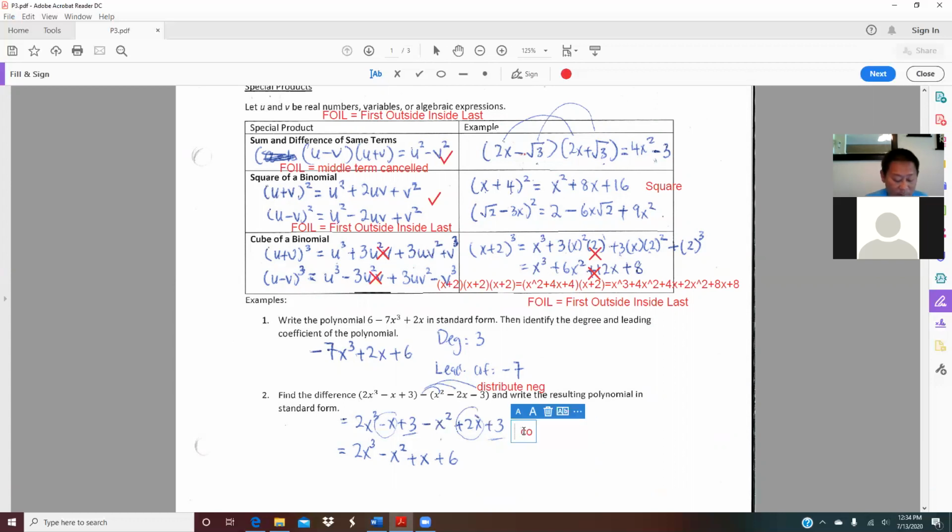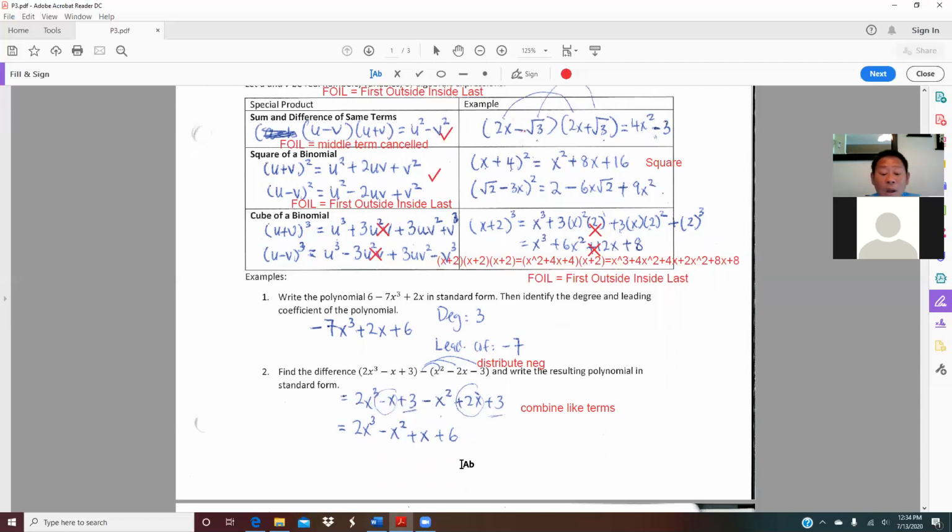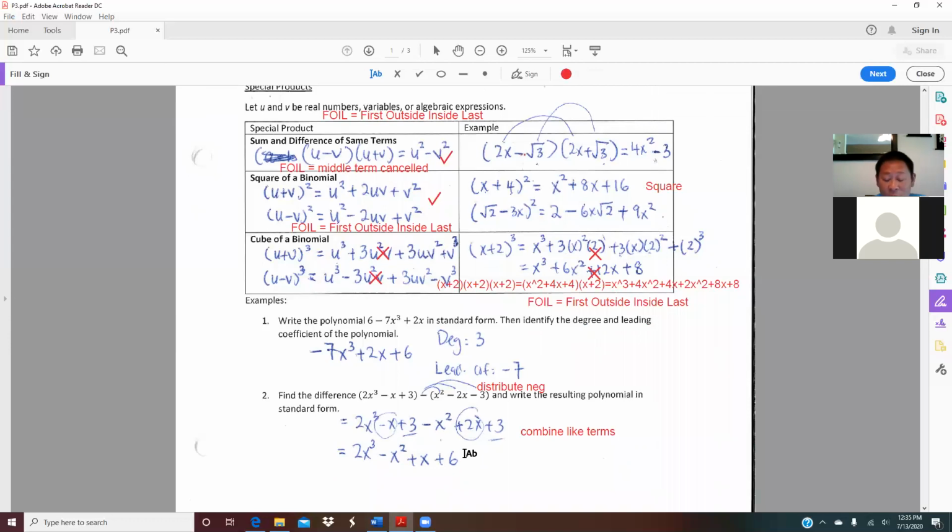And then after that, you combine like terms. Okay, so you combine like terms. So in this case, you will get the 2x cubed, negative x squared, because the only like terms we have is a negative x and 2x, so that will give us a positive x, and then the 3 and 3 will give us a 6. So this is how we do P3. It's not that difficult actually, P3.